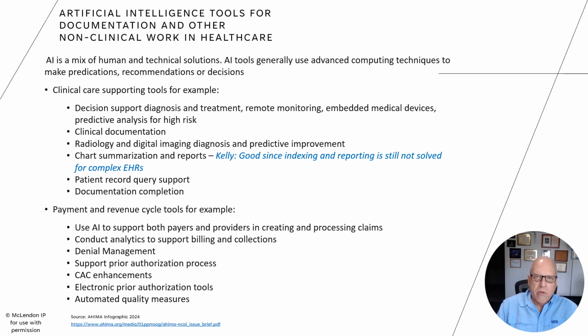Support prior authorization processes. Computer-assisted coding enhancements, electronic prior authorization tools that are there, not just the process, but some tools can be enabled within applications in order to facilitate that process. And then automated quality measures. Instead of having to calculate quality metrics, being able to use AI to automate that process might be helpful.